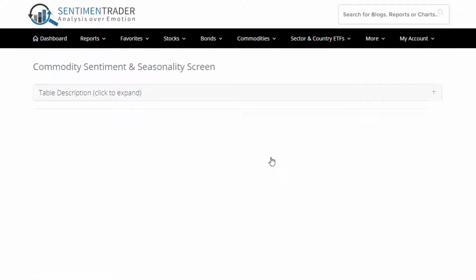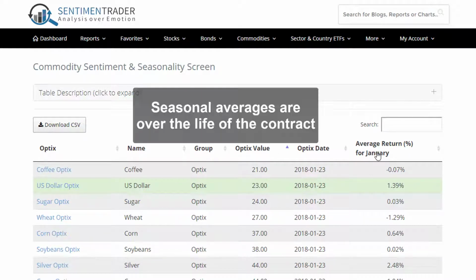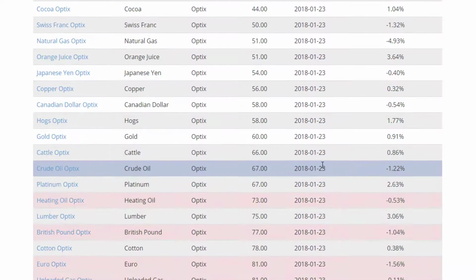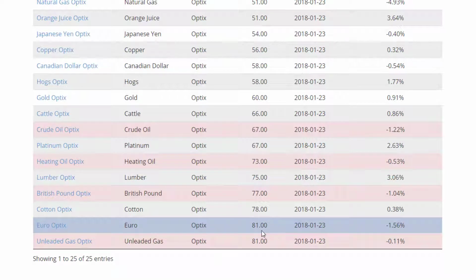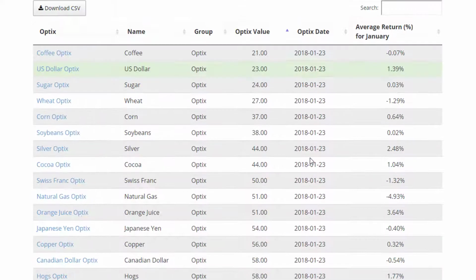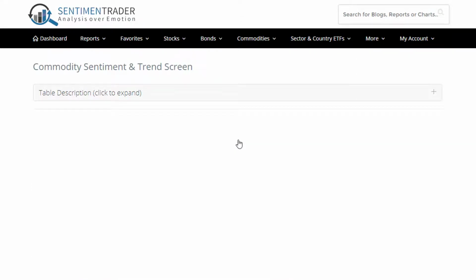Commodity sentiment and seasonality, same concept. If on average it shows a positive return for January, but it's showing pessimism, as the dollar is at this point, it'll be highlighted in green. If it's typically a negative return but showing high optimism, so the euro, pound, unleaded gas, those will be highlighted in red. And the same goes for commodity sentiment and trend.